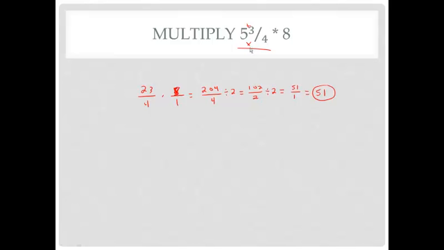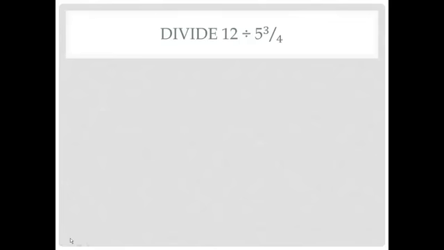Again, you have to change these to improper fractions before you multiply. Same thing with division, because remember, with division of fractions we have to rewrite them as multiplication. So the same rules apply. I have to change this to an improper fraction first. So that will give me 12 over 1 divided by 4 times 5 is 20, plus 3 is 23.